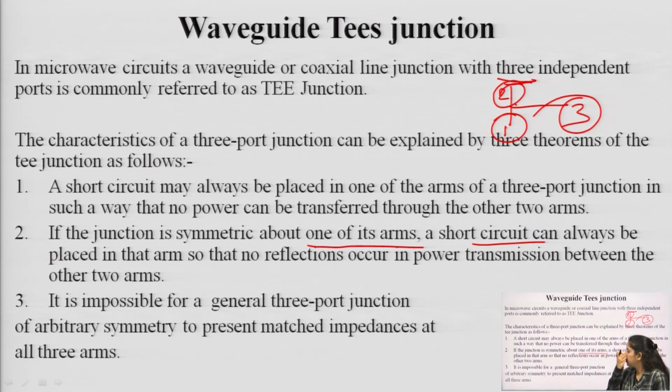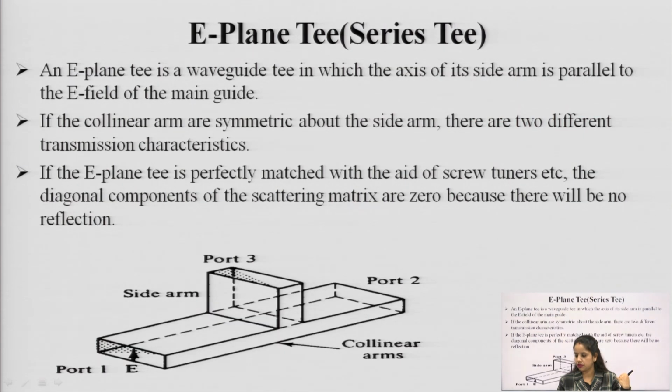And the third one: it is impossible for a general 3-port junction of arbitrary symmetry to represent matched impedance at all the 3 arms. So, it is impossible for any 3-port junction to have a matched impedance at all the 3 arms. That means S11 is equal to 0, S22 is equal to 0, S33 is equal to 0. This can't be possible in the case of a waveguide. So, these are basically the 3 theorems related to any T junction.